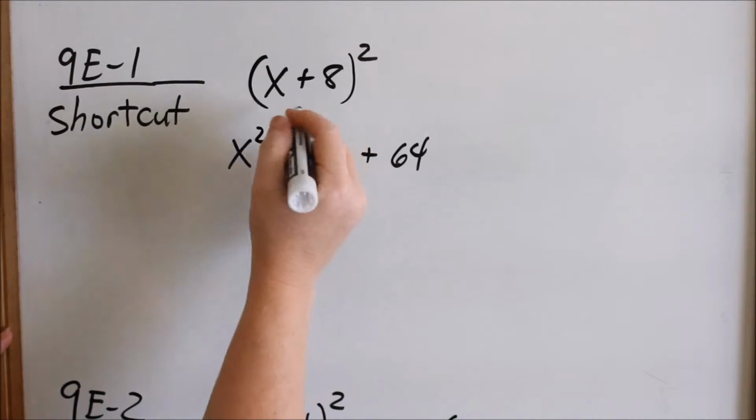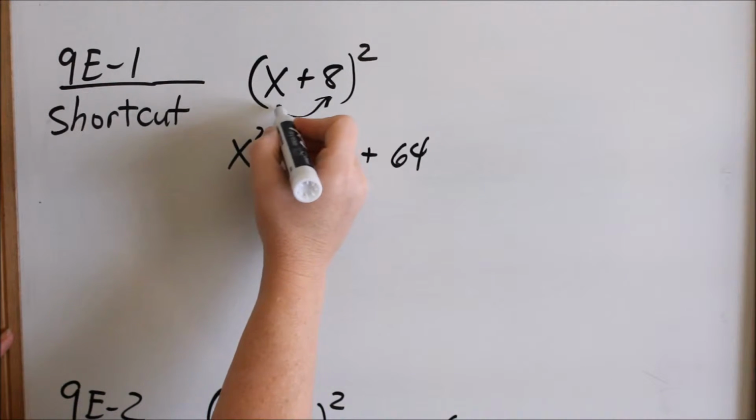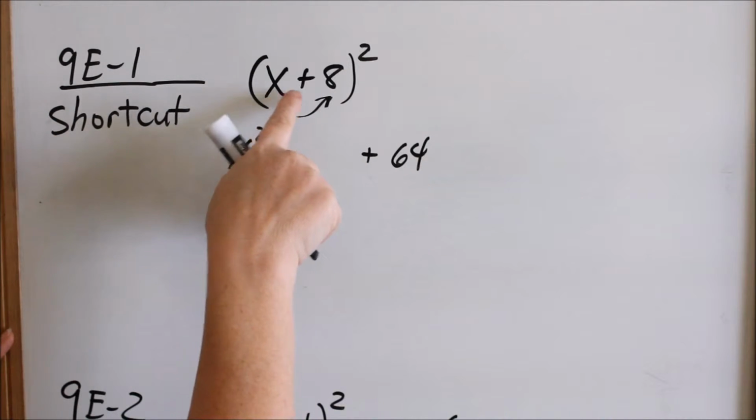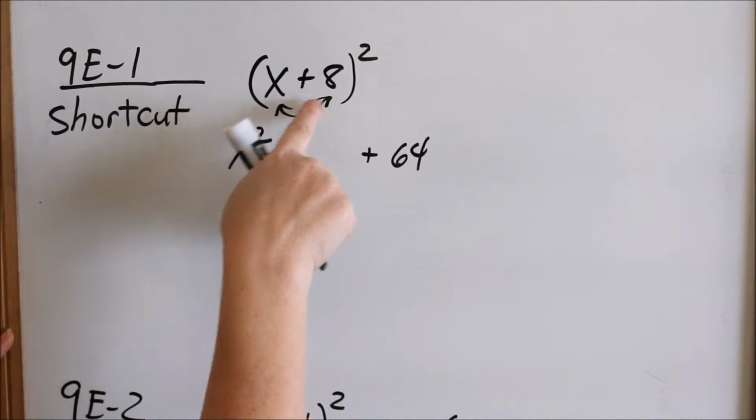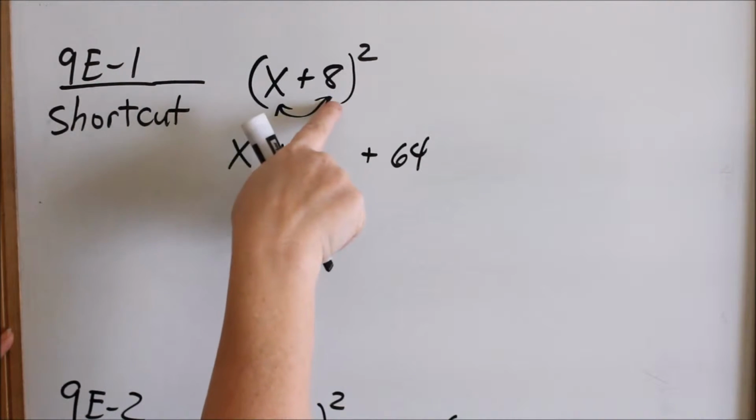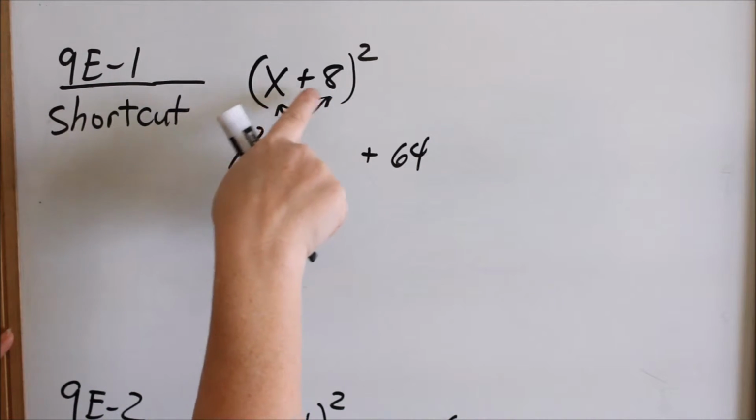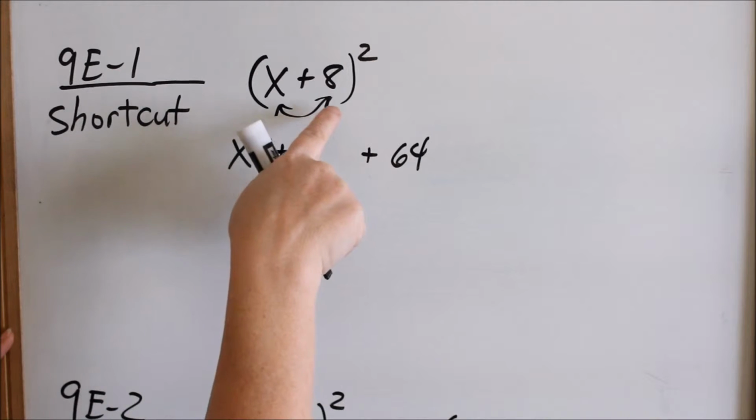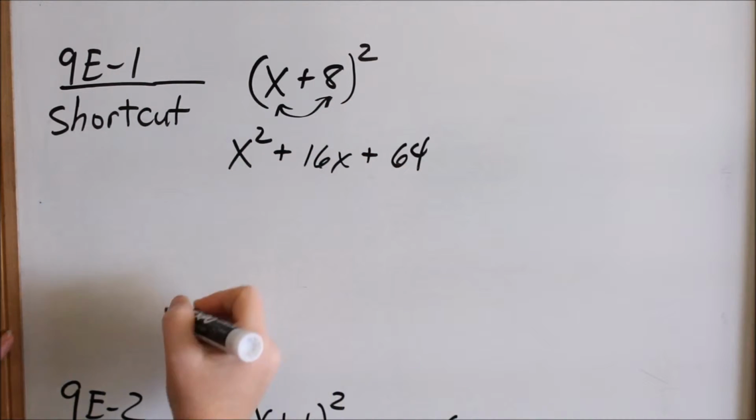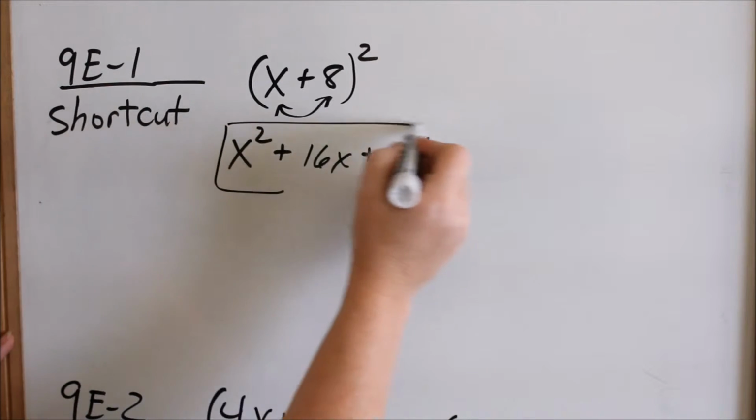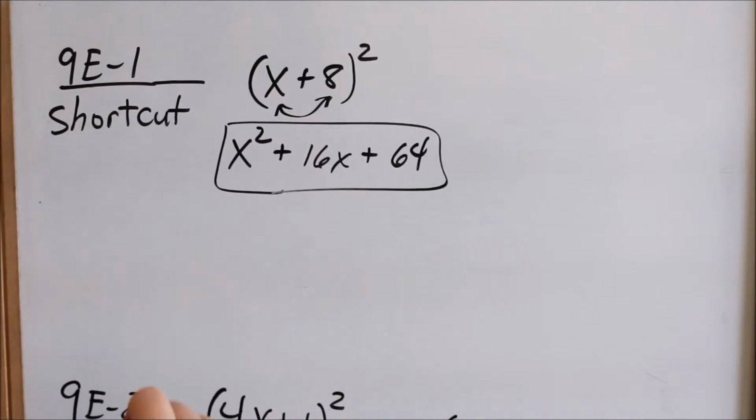How do you get your middle term? You multiply these two things together. Positive x times a positive 8 is an 8x, and then you double it. So you multiply these two things together and then double it. X times 8 is 8x, doubling that, 8x plus 8x is 16x. And that's the shortcut way. And I got the same answer.